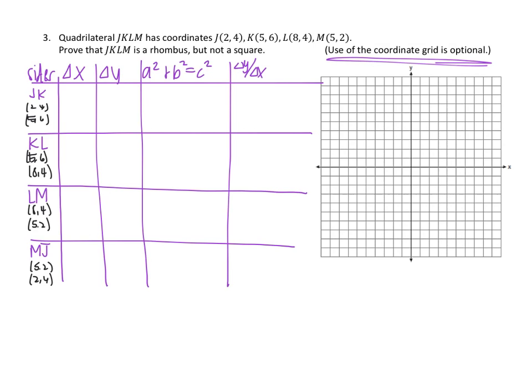The reason I do that is because it makes it easier for us to look for the change in x and the change in y. When we find change, that means to subtract. So first I'm looking at x values. So for JK, for instance, that means I take my 2 and my 5 and I subtract them. They're stacked right on top of one another, so it just makes it easier on your eyes to figure out how to find the change. 2 minus 5, which is negative 3. Then change y, we have 4 minus 6, which is -2.